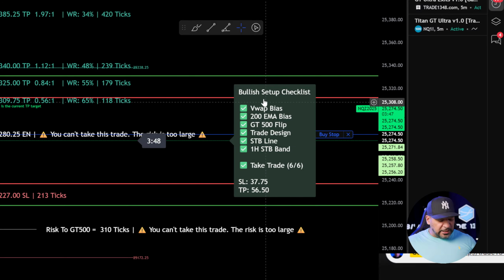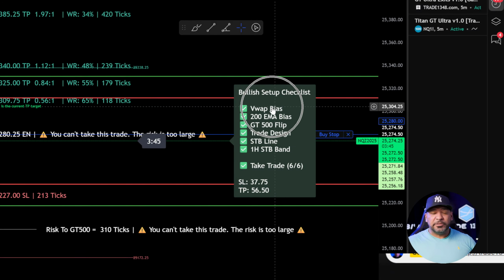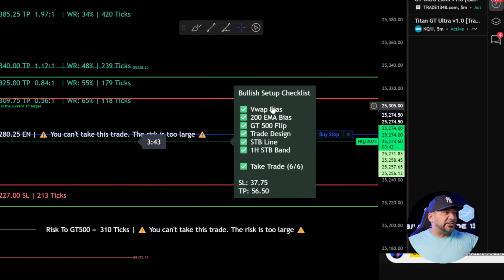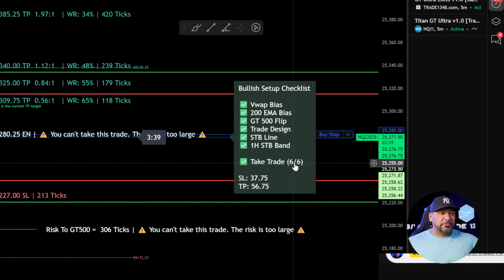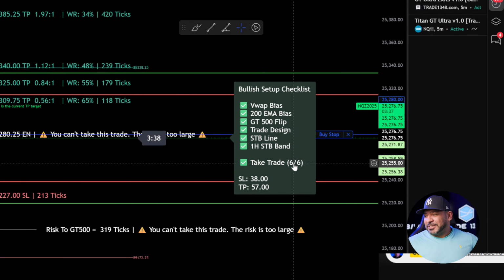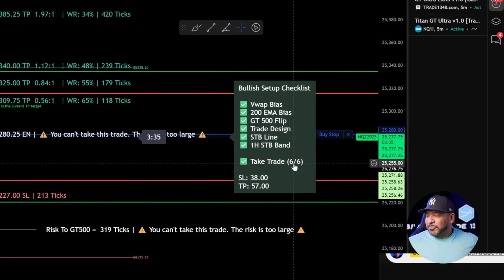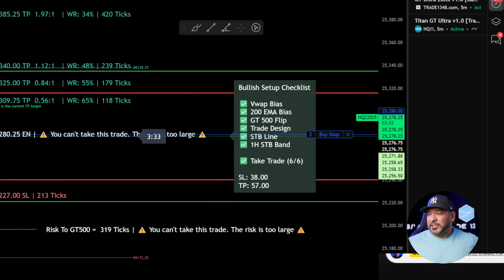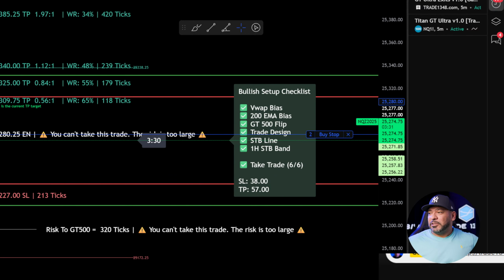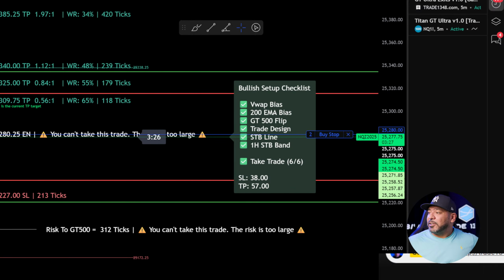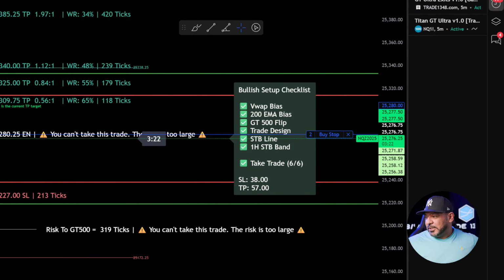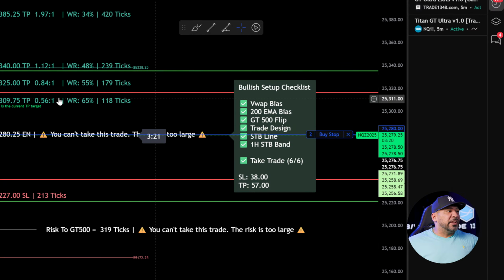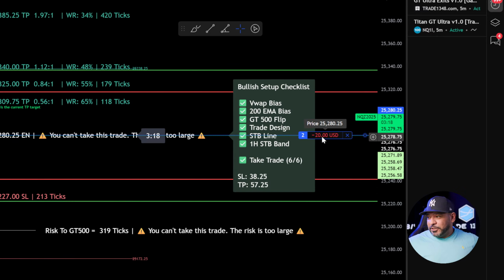Now, what I'm looking at is basically my confluence calculator right here, right? My bullish setup checklist. I have six out of six. This is letting me know there's a great deal of confluence here. Okay. And let me go ahead and fix something here really quick, guys. One second. All right, get that fixed. All right, cool. So looks like we got an order fill.